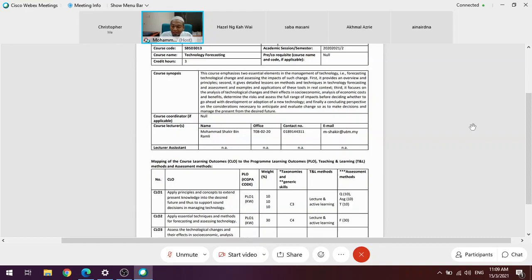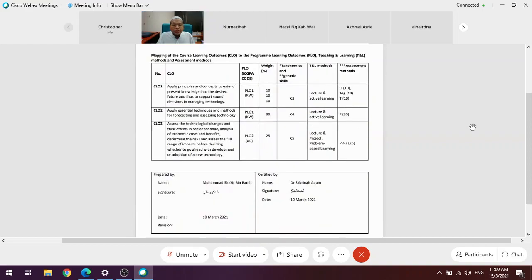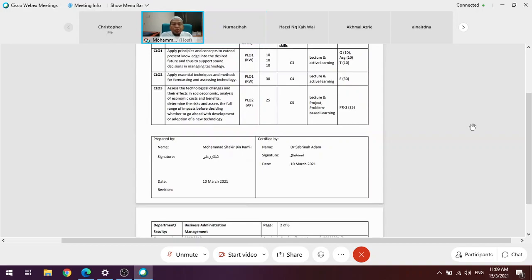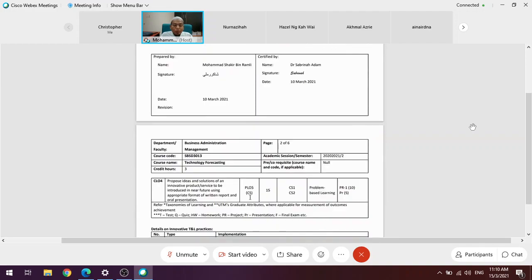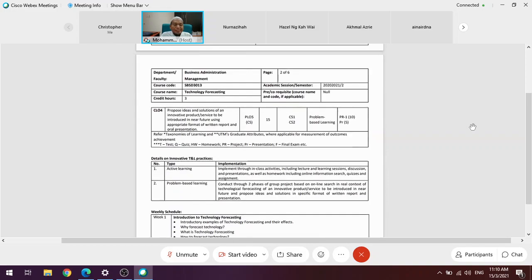Okay. There are 4 CLO, or course learning outcomes, meaning that at the end of this course, we are supposed to achieve these CLO. And these CLO are supposed to meet the program learning outcomes at the end of the course. This course, technology forecasting, is supposed to provide the student in accomplishing PLO1, PLO2, and also PLO5. Meaning that you are supposed to gain some knowledge, some application also, and CS for PLO5, CS for communication skills.